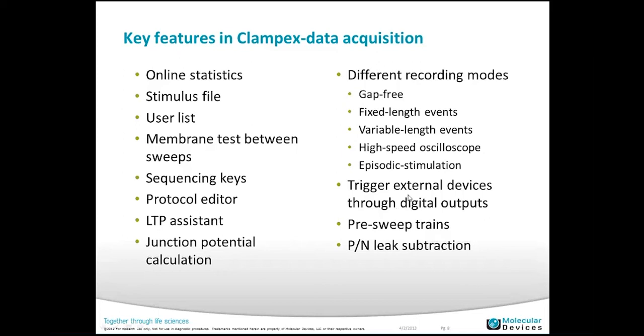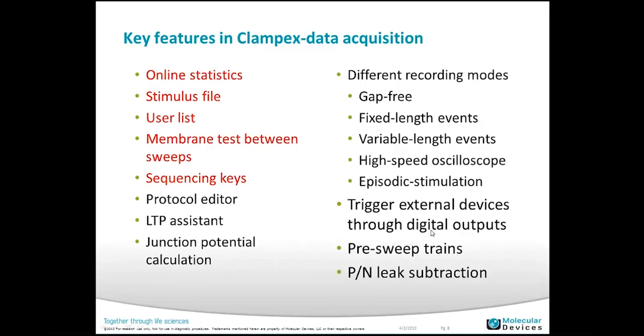We will talk about how we can synchronize with MetaMorph. In pCLAMP, we also have P/N leak subtraction and P-sweep strings. But today I cannot go through the details of each key feature, so I will focus on these five key features for Clampex data acquisition. At the end, I will also have a live demonstration to show the online statistics and the user list, because I think the user list is a very useful feature in Clampex, but not a lot of people know about it.